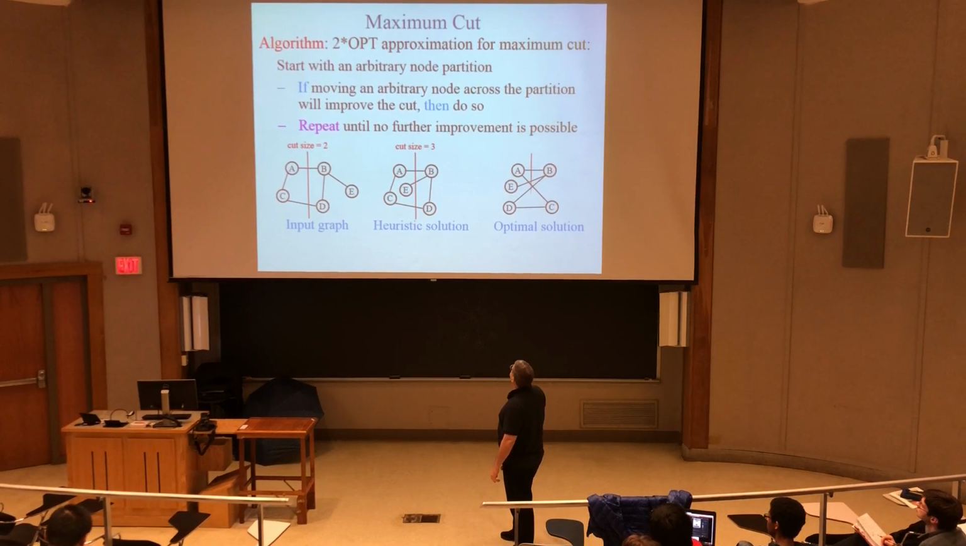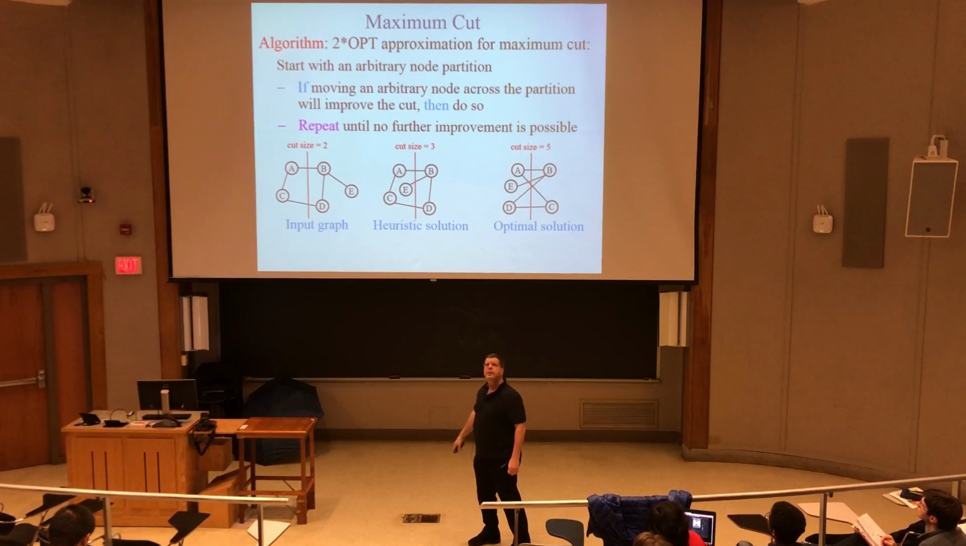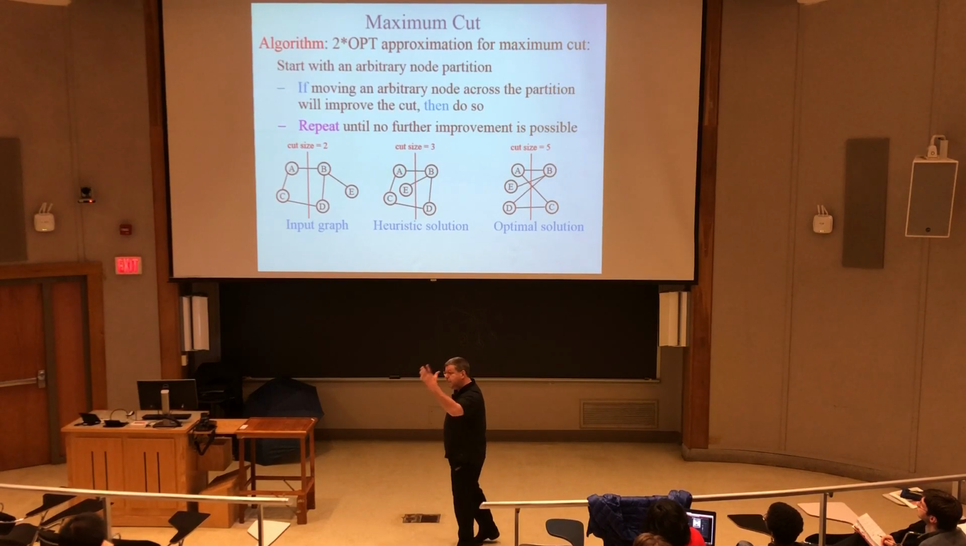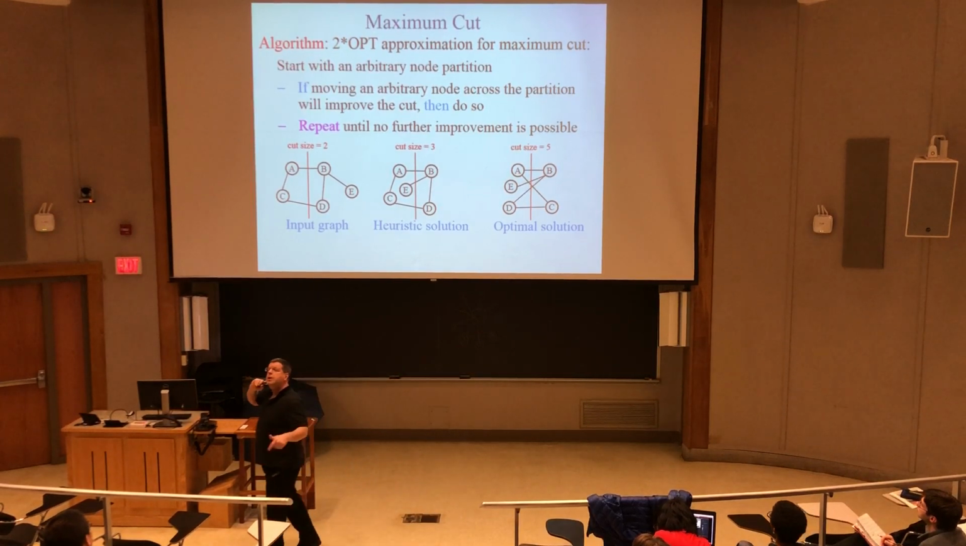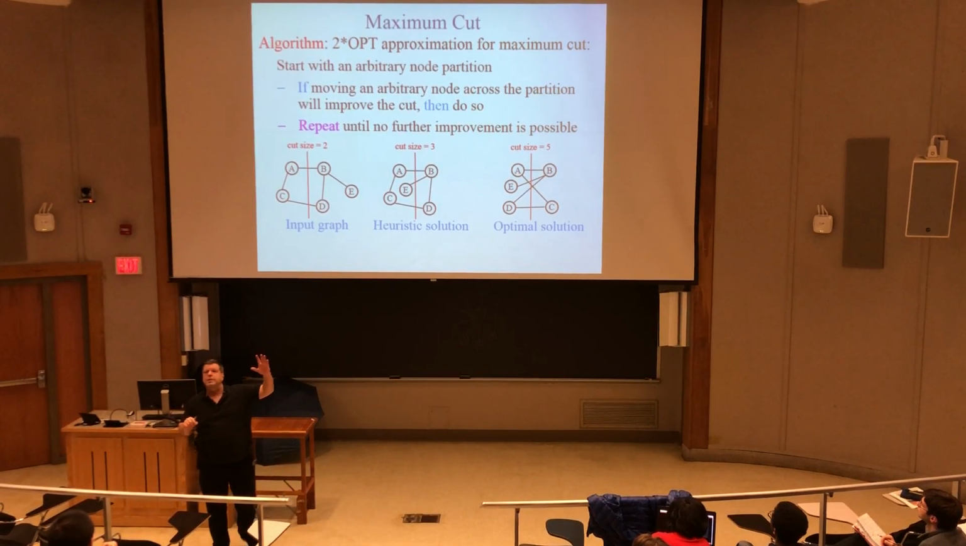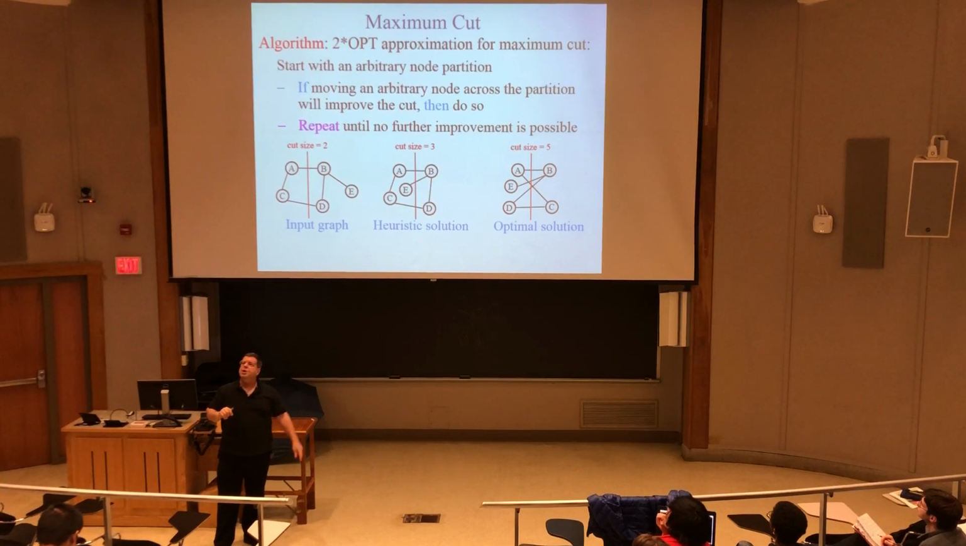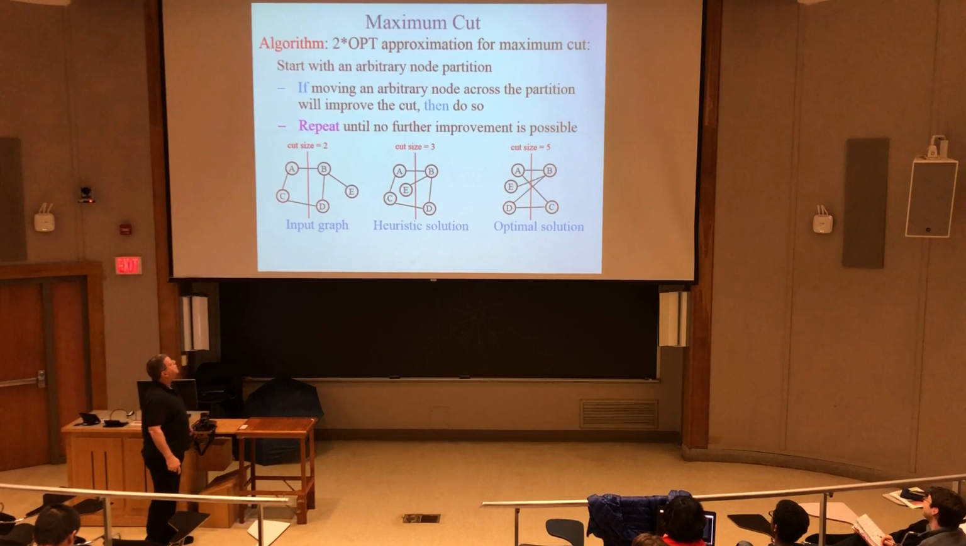And that's it. We output that because no more nodes can be flipped in order to improve the solution. Now, of course, the optimal solution, we already saw a couple of slides ago, is size 5. But the 3 is at least half of the 5, because half of the 5 is 2.5, and 3 is better than that. And this is guaranteed in general to be at least as good as half the optimal or better. In other words, the ratio to optimality is no bigger than 2.